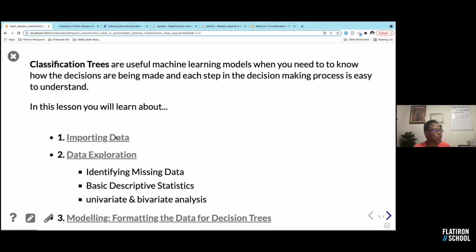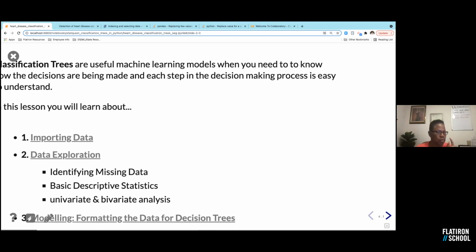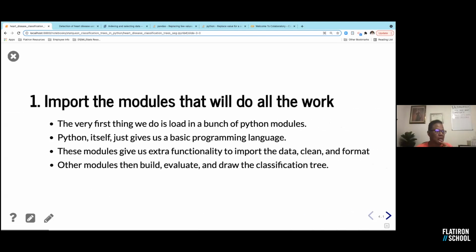Yeah, so we're going to start by importing our data, doing a little bit of data exploration before we actually get into the modeling stage, where we do some analytics on our data. So before you do any type of data science, any type of machine learning, it always starts with importing or loading in the modules. These are the modules.